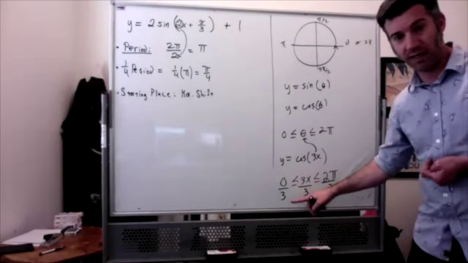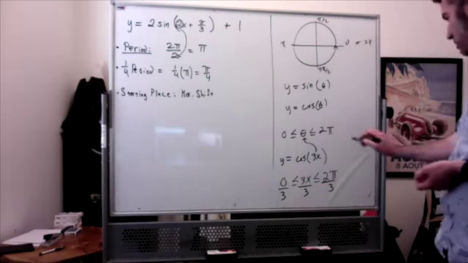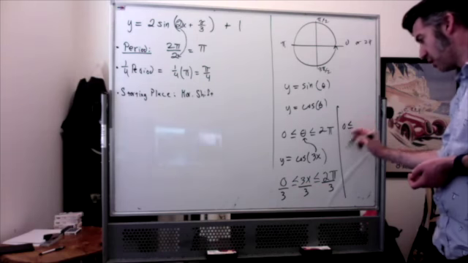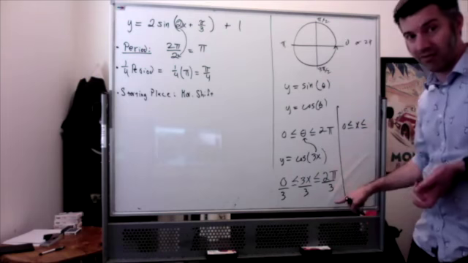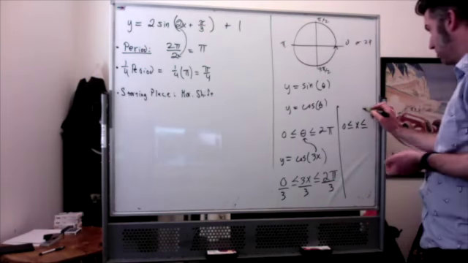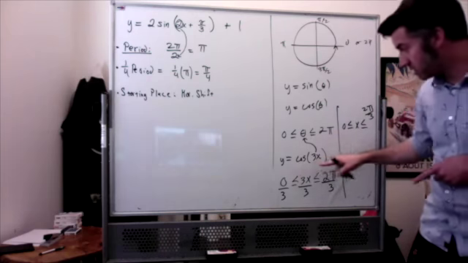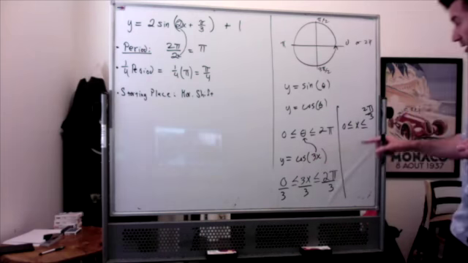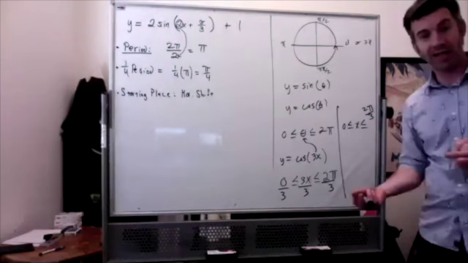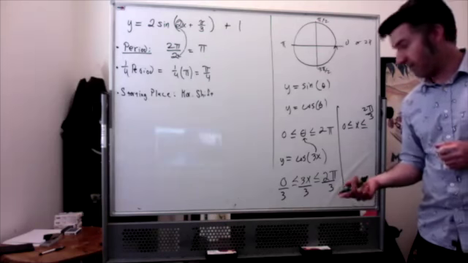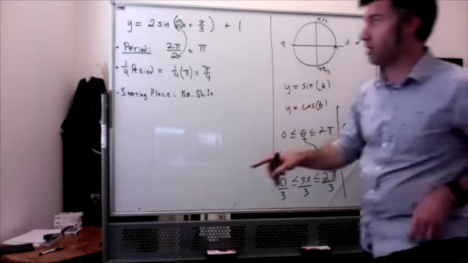Well, 0 divided by anything that's not 0 is 0. Now I'm running out of room here. 3x divided by 3 is x. And 2 pi divided by 3 is 2 pi divided by 3. So look, the period for this cosine of 3x is between 0 and 2 pi over 3. So the period has a length of 2 pi divided by the coefficient of x. And that's the same thing here, right?